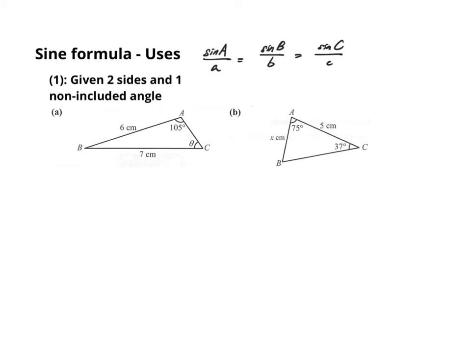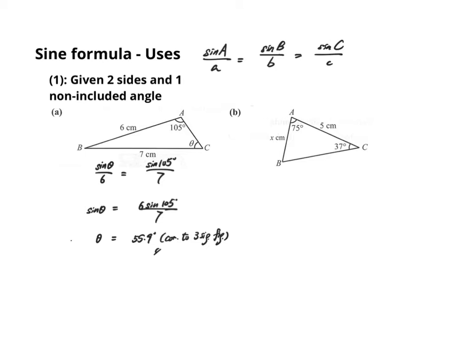So in part A, to find theta, we notice that AB is opposite to the angle theta, and BC is opposite to the angle 105 degrees. So we have sine theta over 6 is equal to sine 105 degrees over 7. Then sine theta is equal to 6 times sine 105 degrees over 7. We can use the calculator, shift sine. You can find the angle 55.9 degrees, correct to 3 significant figures.